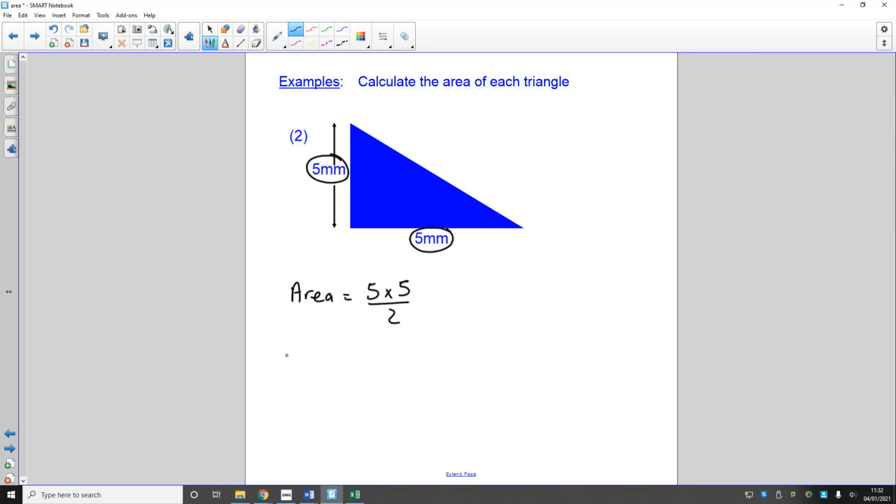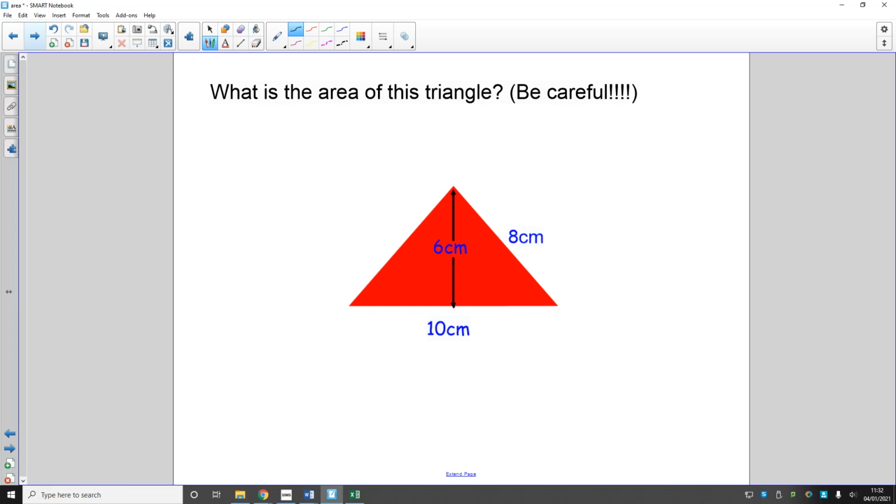So we can write the following. The area is equal to 25 divided by 2, or half of 25. Hopefully we know how to partition that. Half of 20 is 10. Half of 5 is 2.5. 10 plus 2.5 is 12.5. So the area of this triangle is 12.5. If we have a look at the units, they're both in millimeters. So the area of this triangle is 12.5 millimeters squared. It'd be a good idea to make some notes of these examples as you're going along.